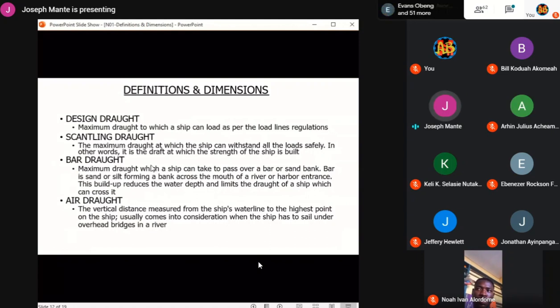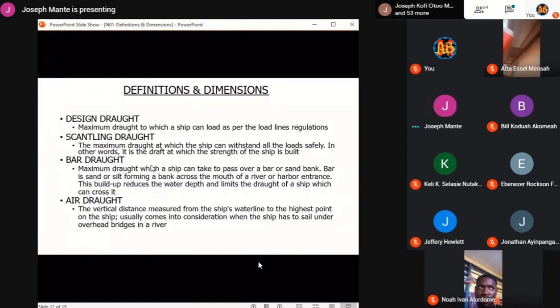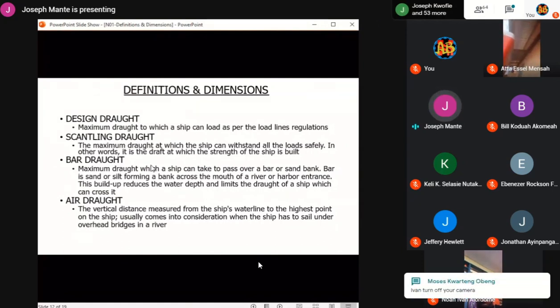So we are saying that it is the vertical distance measured from the ship's waterline. First you have to know the draft. When you know the draft, then you can know there are some canals that have limitations. Some of the things you need to know, especially the designer: the owner will give you certain dimensions. The owner will give you the route, the voyage, and also the deadweight. These are the things that the owner will give to you.